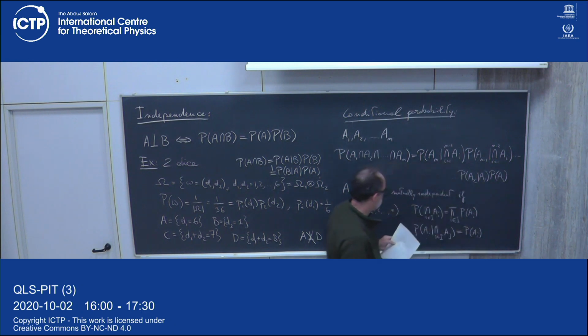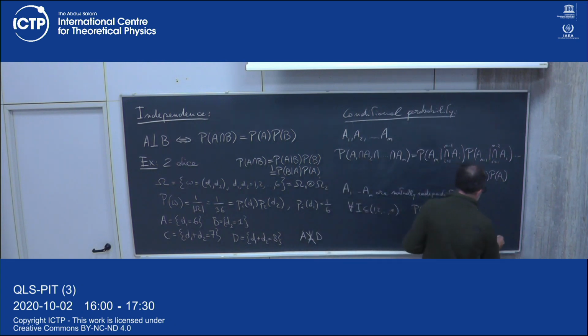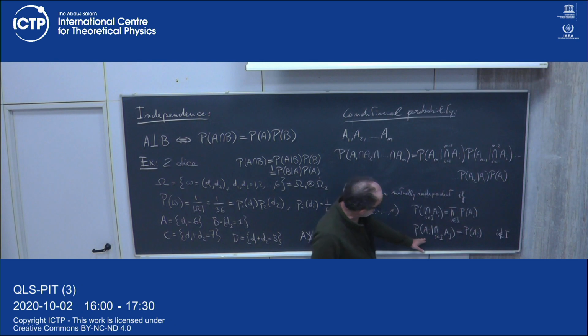Okay, so this is precisely stating that, and in this case, I should add that I should not belong to I. Okay, so this exactly means the fact that the occurrence of these events does not tell you anything on the likelihood that event AI will occur. Okay, and this is true for any I.